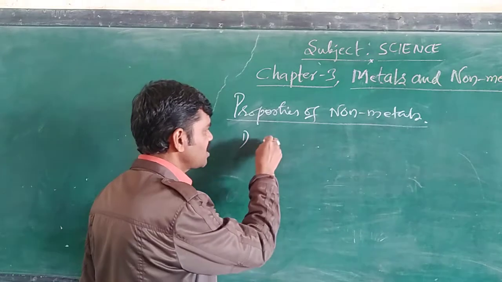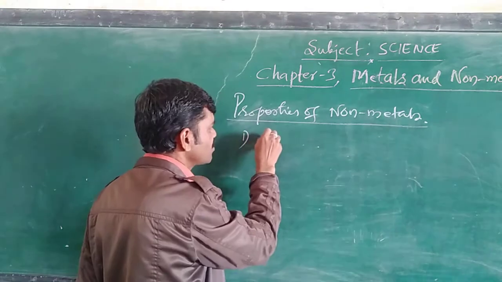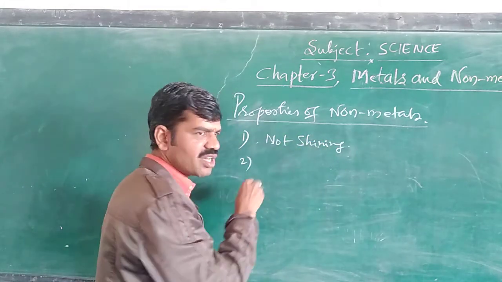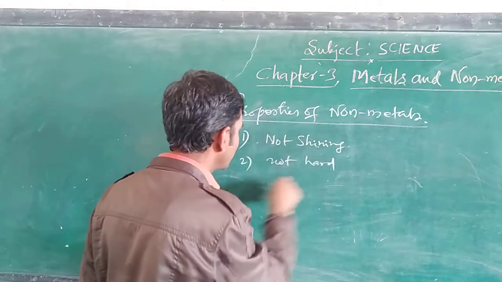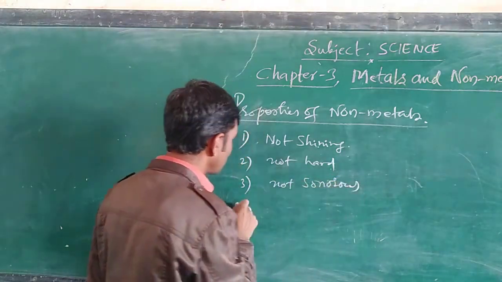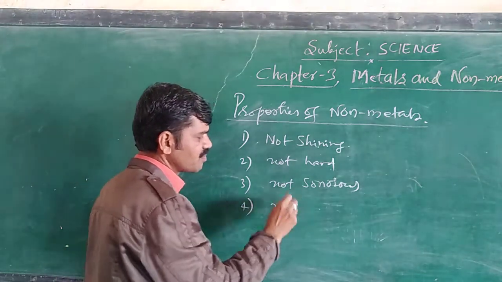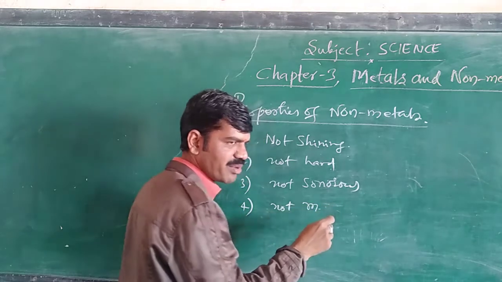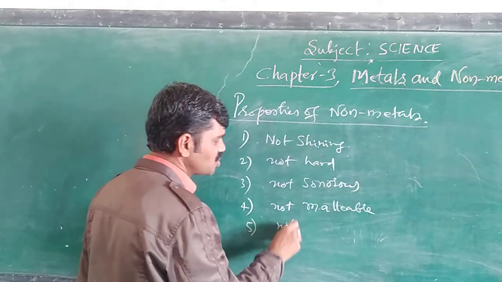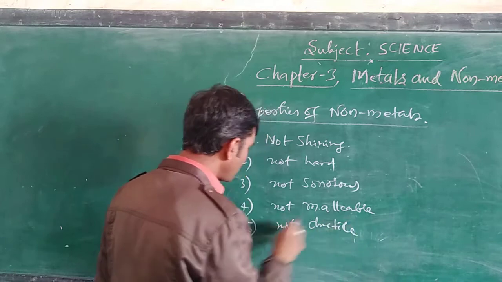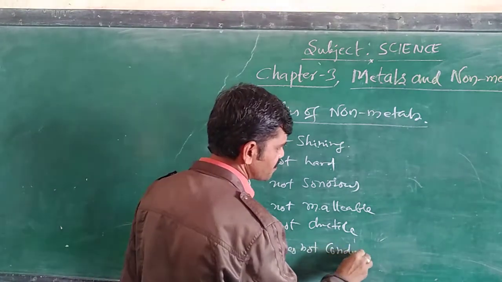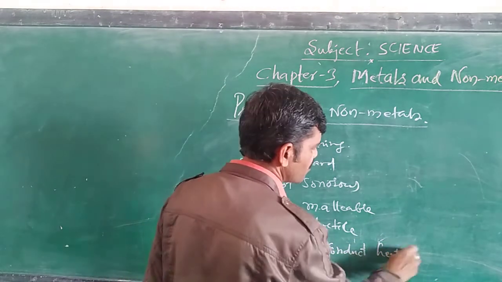We can write, see, they are not shiny. Non-metals are not hard. Non-metals are not sonorous. Non-metals are not malleable, so the malleable property doesn't apply here. Non-metals are not ductile. Non-metals do not conduct heat and electricity.